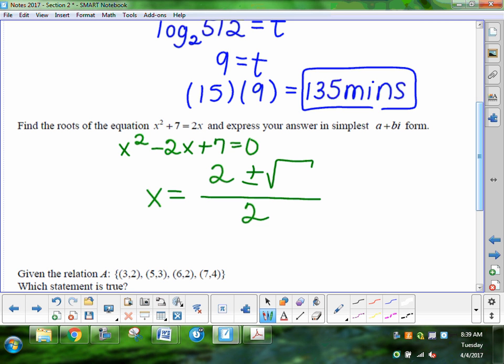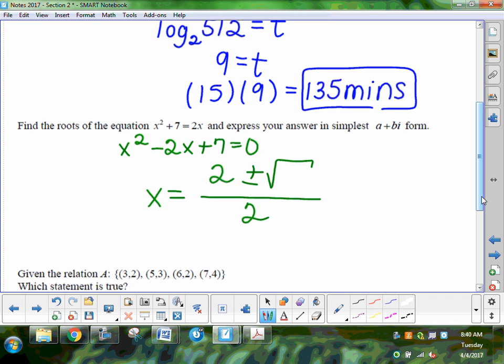That the discriminant's not going to be 28. Yeah. It says plus A plus Bi. It's got to be negative. What's negative? Don't say if. Yeah, the discriminant, the value under the radical is going to be negative.